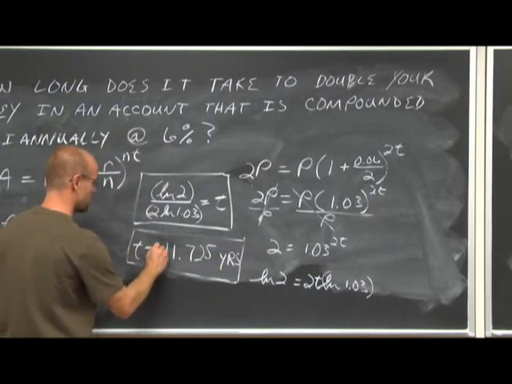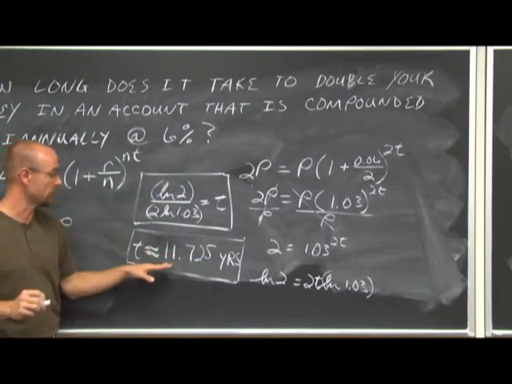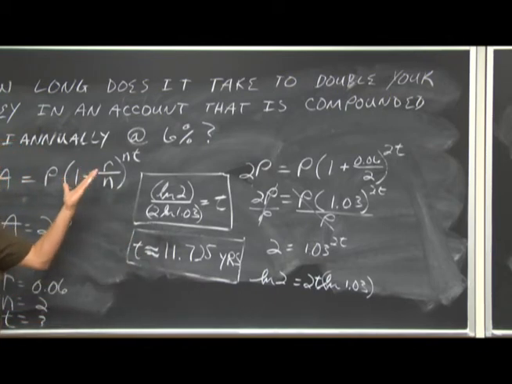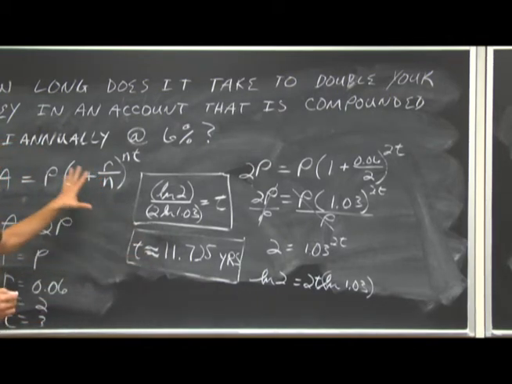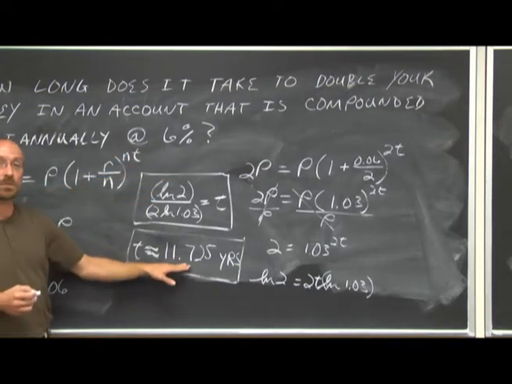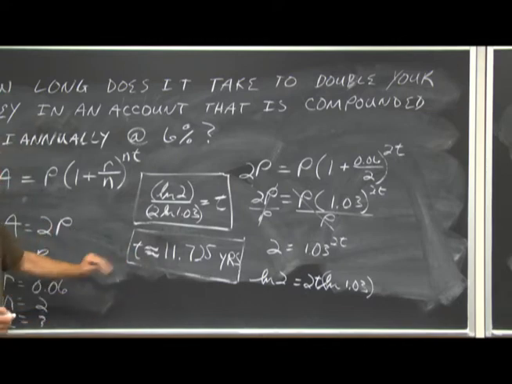All right, and again, this is just an approximation because this is the calculator answer that we have to round at some time. So now we've answered the question. And does it make sense? If I'm investing some money at 6%, in a little under 12 years, I will double whatever it is I put in there. So we did solve the question.